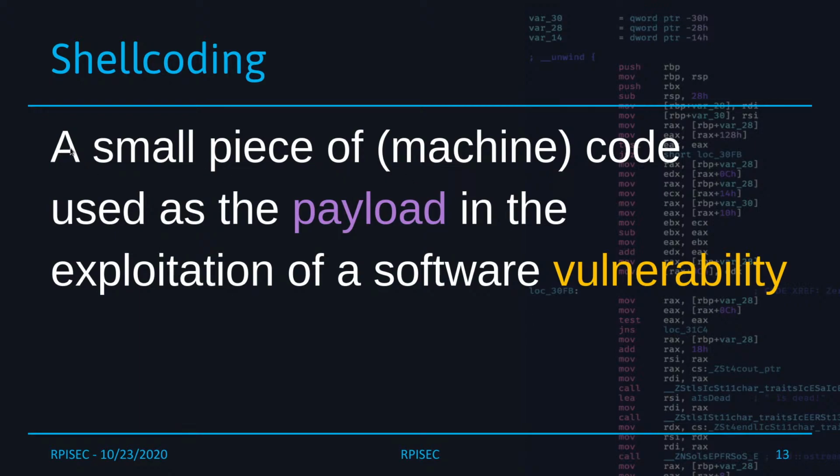Basically, it's going to be a way that we can insert a little piece of machine code into our exploit as the payload, so that when we execute that payload, we're running that machine code, and we can write any kind of machine code we want, and we can write any kind of shellcode we want as a result.